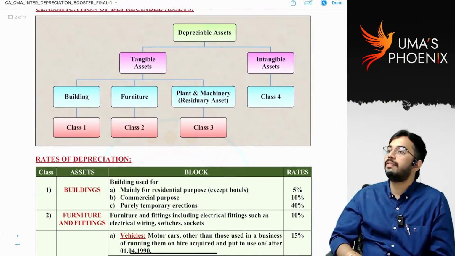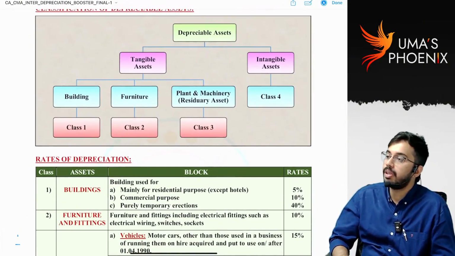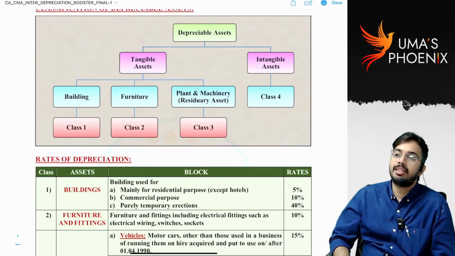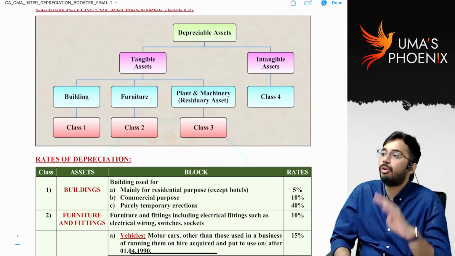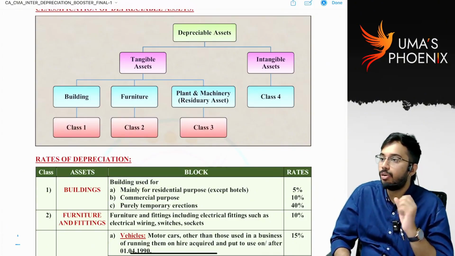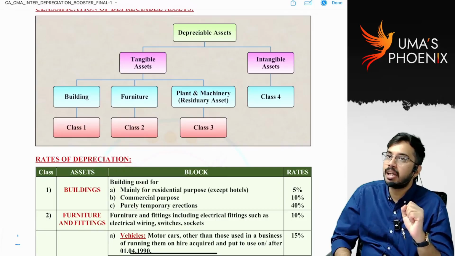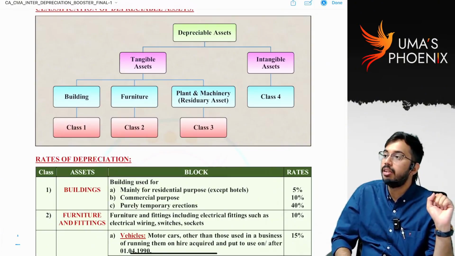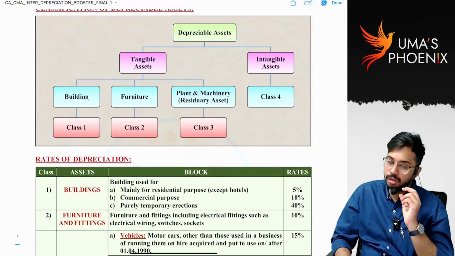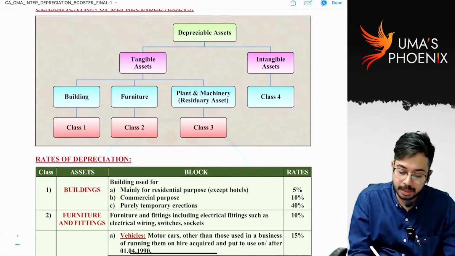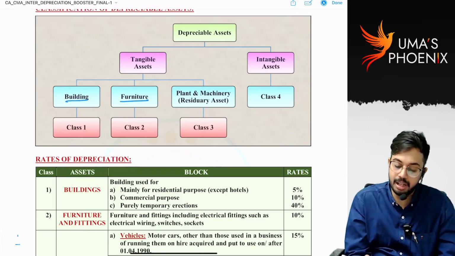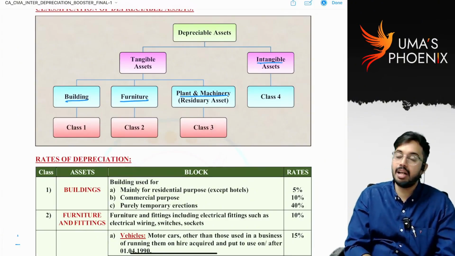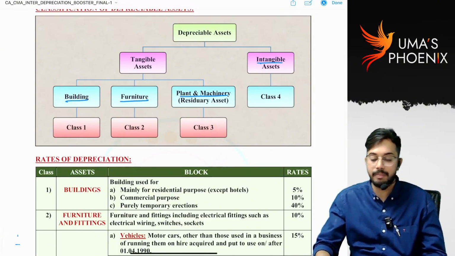Next, classification of depreciable assets. All depreciable assets are classified into 4 classes. How many classes? 4 classes. Tangible assets are classified under 3 classes. Intangible assets are classified under a separate class. You know tangible and intangible, right? Good. Under tangible assets, there is building, class 1, furniture, class 2, plant and machinery, class 3. Intangible assets are covered under class 4. Is it clear?